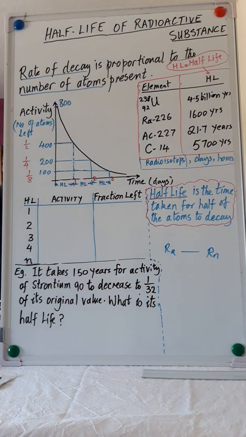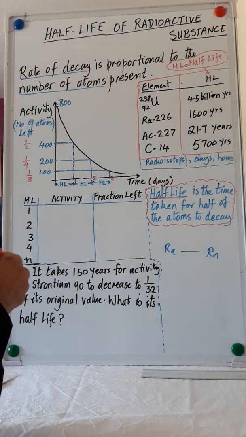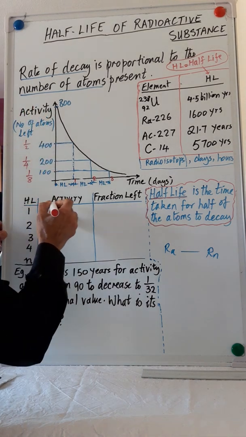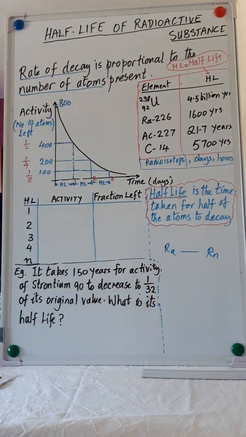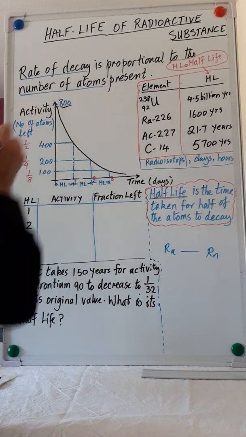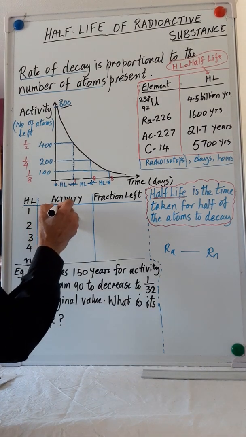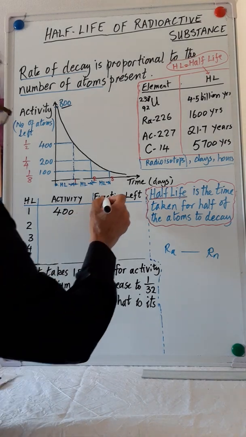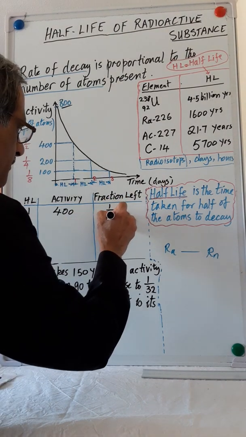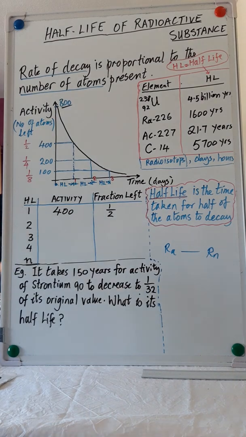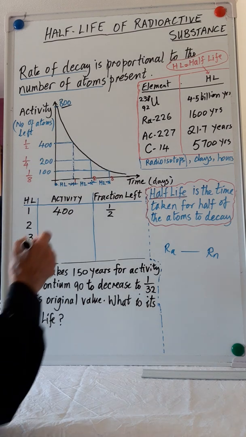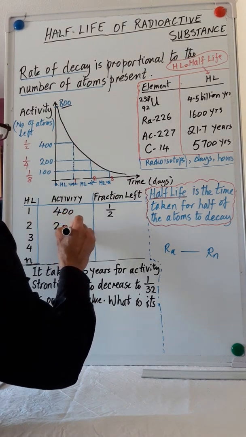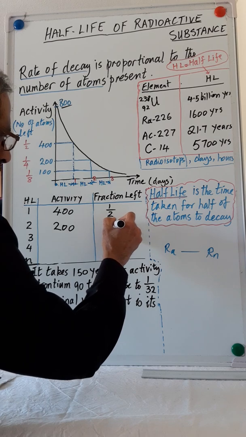Okay, so we can say that the activity after one half-life, it was 800 to begin with. Now, after one half-life it is 400. There are 400 atoms left, and the fraction left is a half. Now, after two half-lives, this comes to 200, half of it, and the fraction is 1/4.